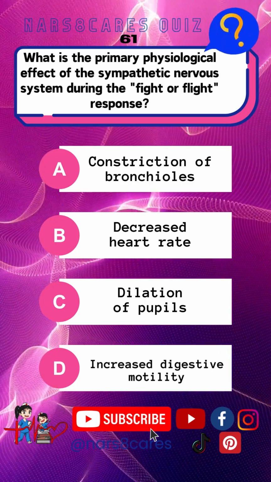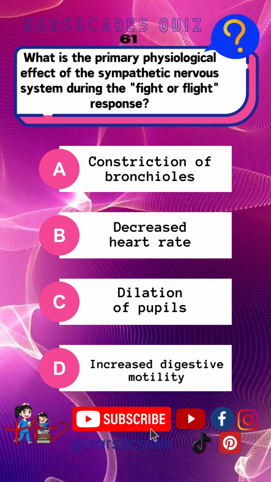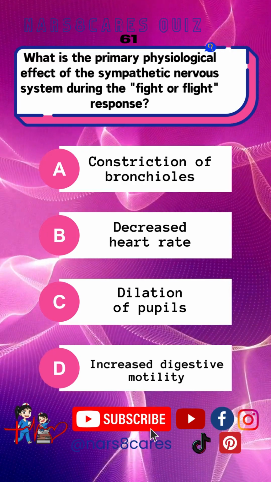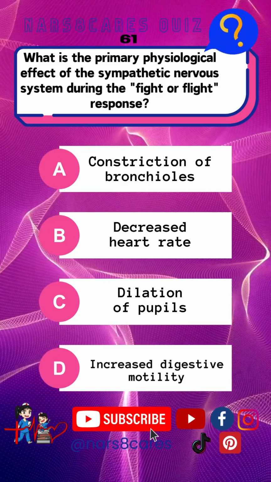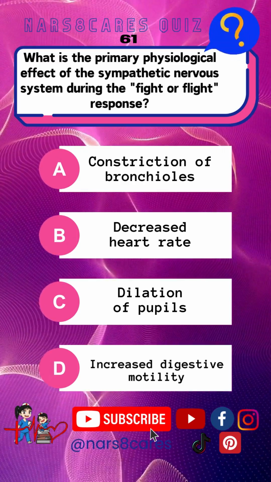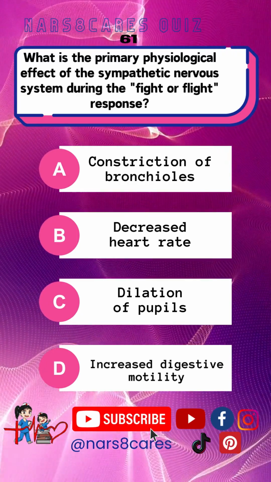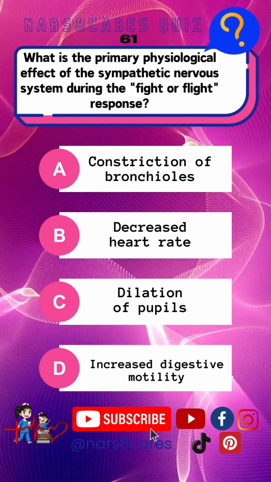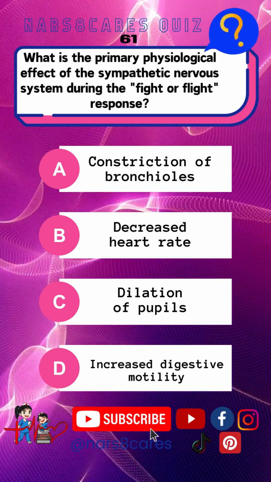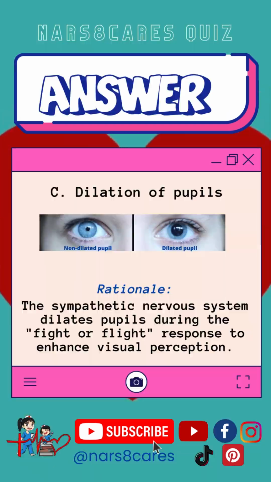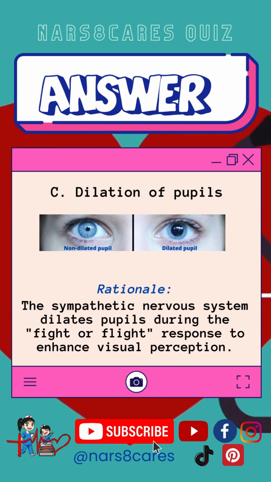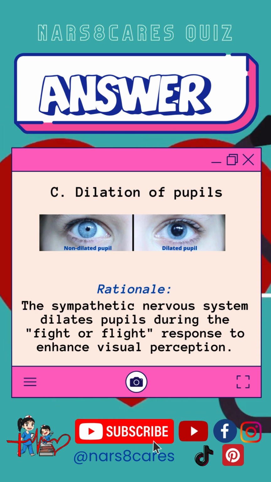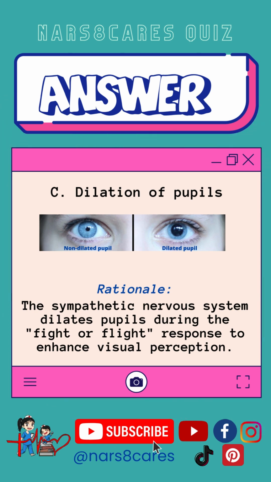61. What is the primary physiological effect of the sympathetic nervous system during the fight or flight response? A. Constriction of bronchioles. B. Decreased heart rate. C. Dilation of pupils. D. Increased digestive motility. Answer: C. Dilation of pupils. Rationale: the sympathetic nervous system dilates pupils during the fight or flight response to enhance visual perception.